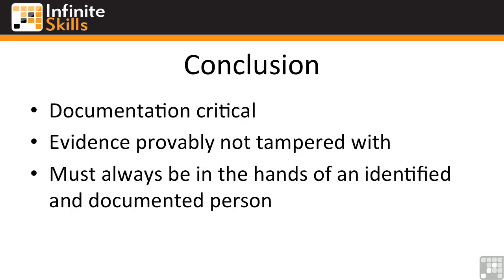It must be in the hands of an identified and documented person. That excludes people who are not documented. If anybody else has their hands on the evidence, it's in their possession for a period of time, they should become part of the chain of custody, and they should be added to the documentation that is the chain of custody. So that's the chain of custody and its importance as part of the expectations of somebody involved with computer forensics.